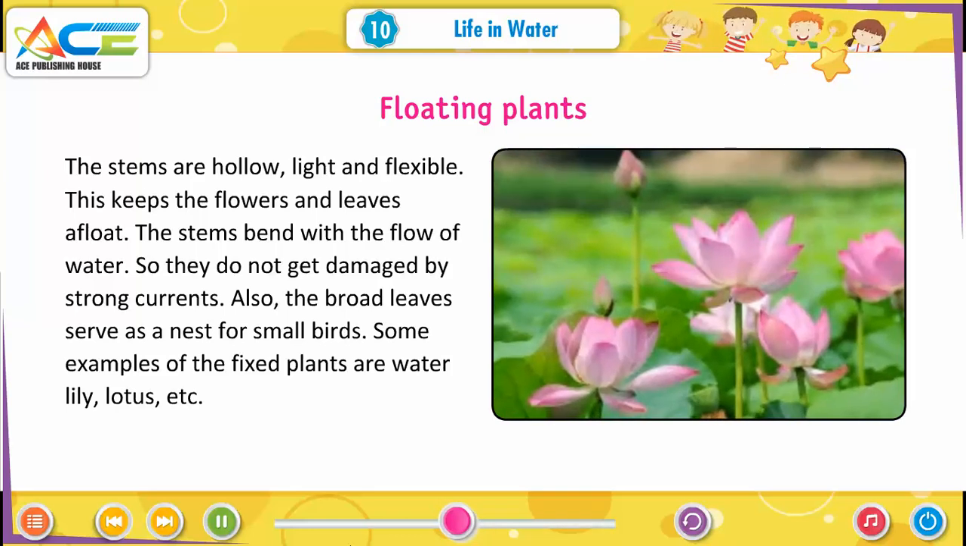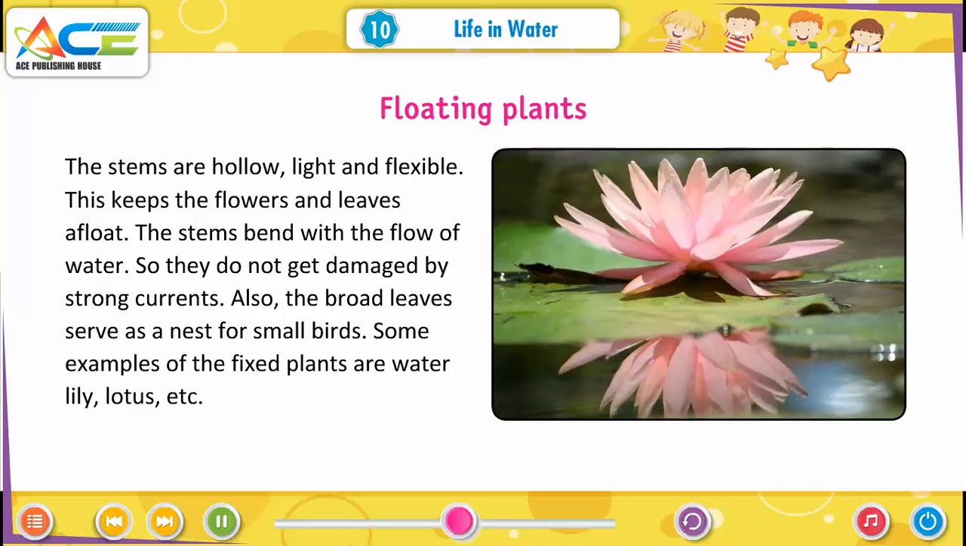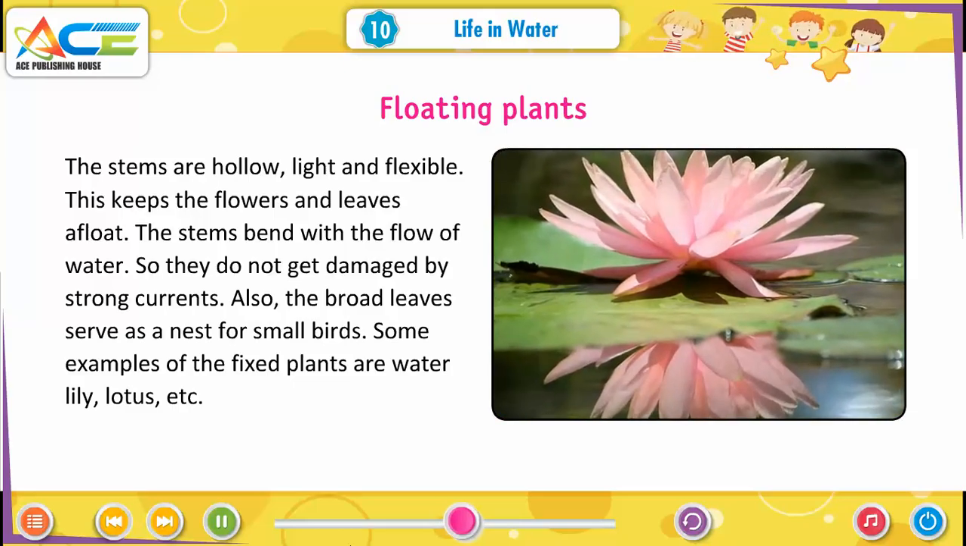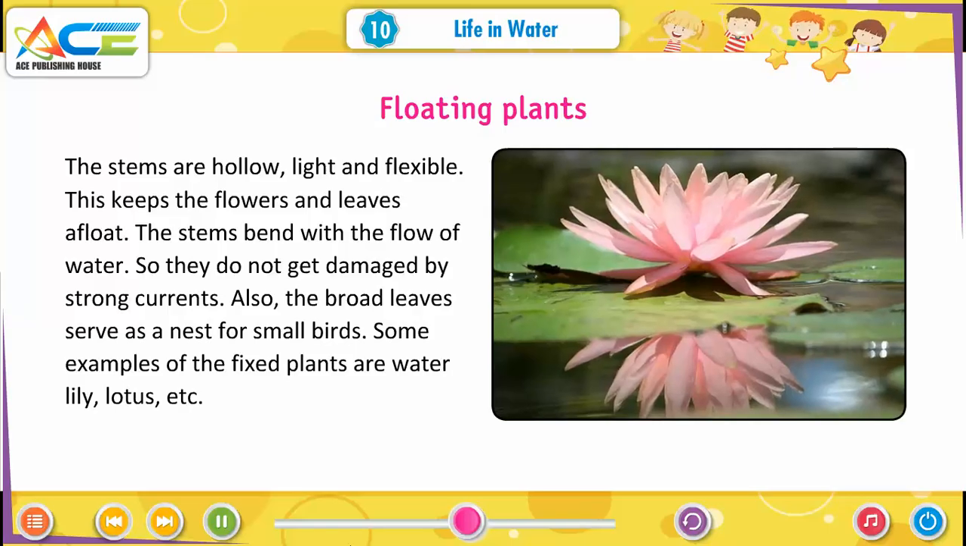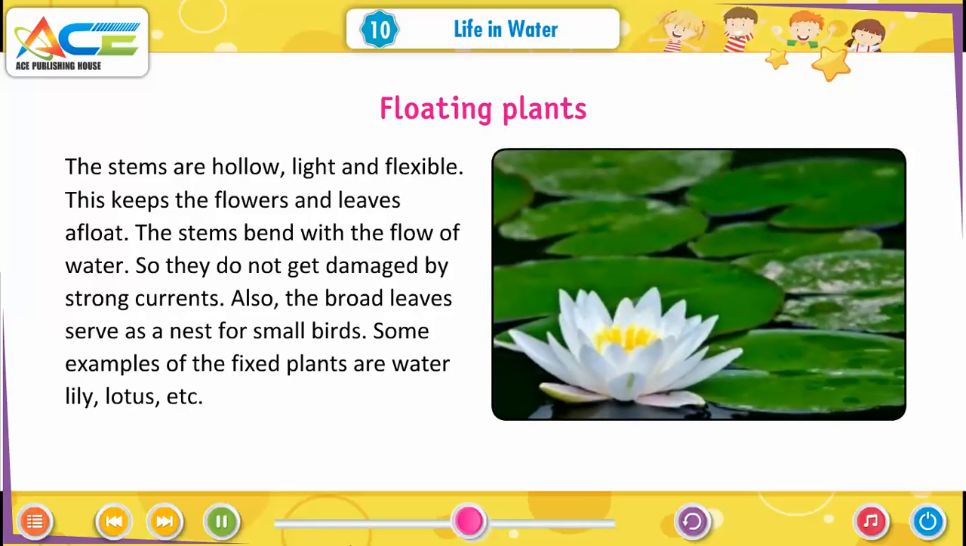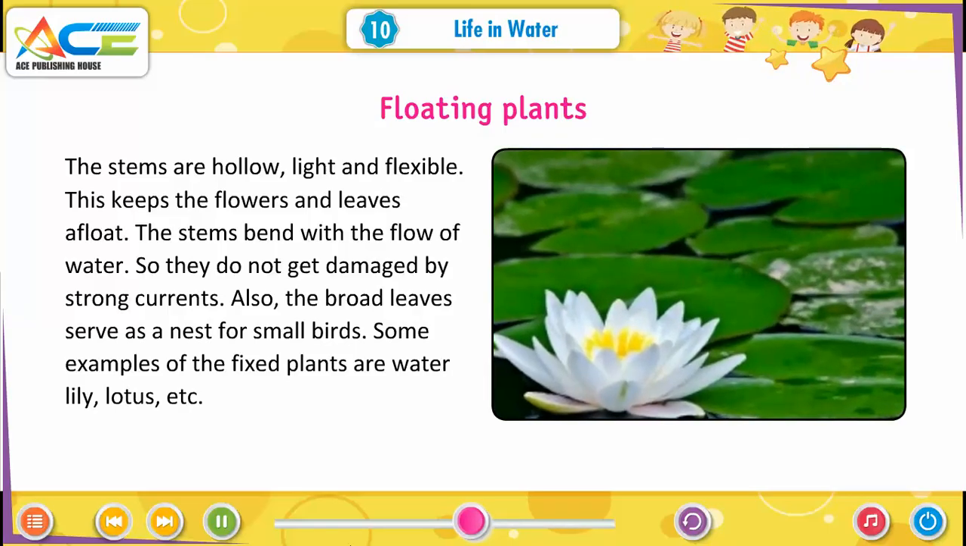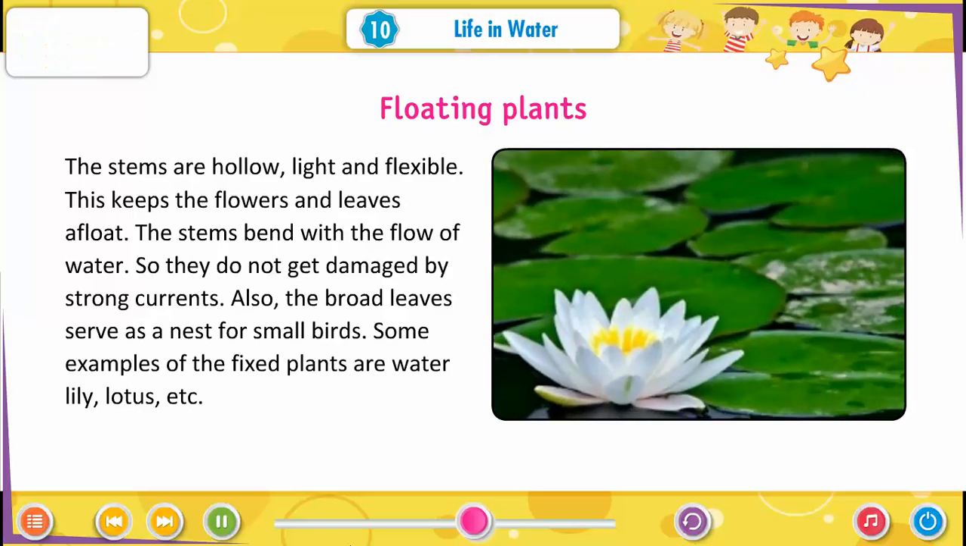The stems bend with the flow of water, so they do not get damaged by strong currents. Also, the broad leaves serve as a nest for small birds. Some examples of the fixed plants are water lily, lotus, etc.